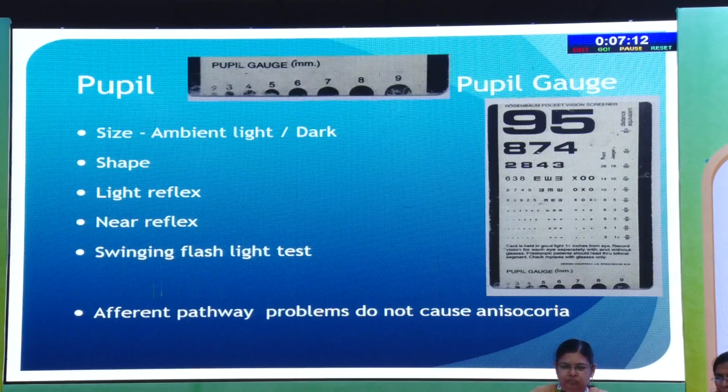Examining the pupil per se, when you can gauge the size of the pupil. You can see my card is quite badly worn out.